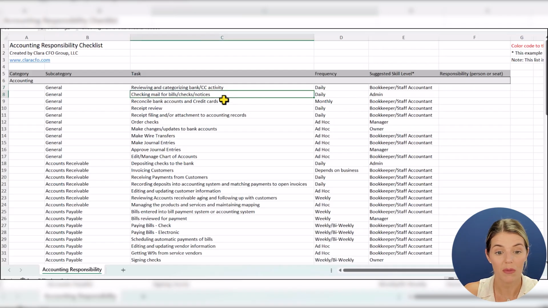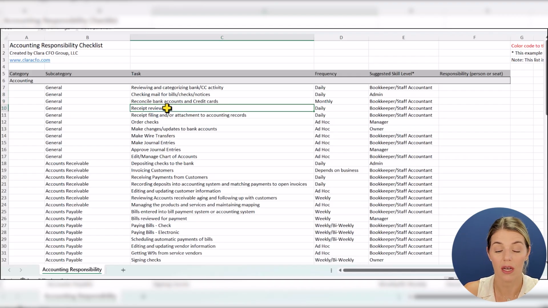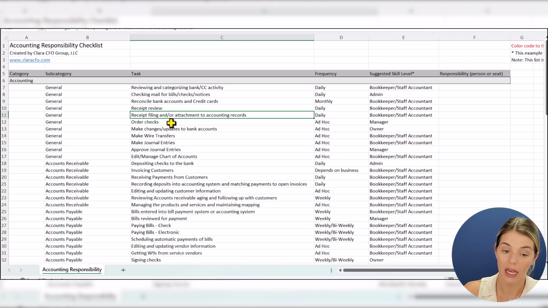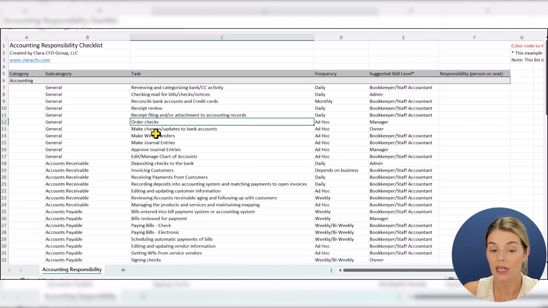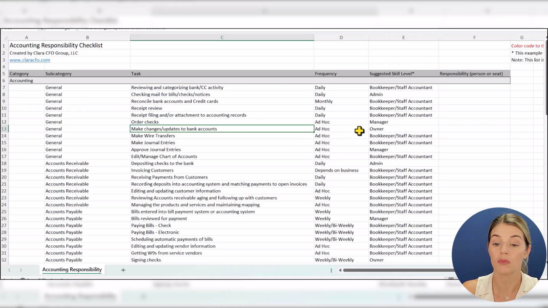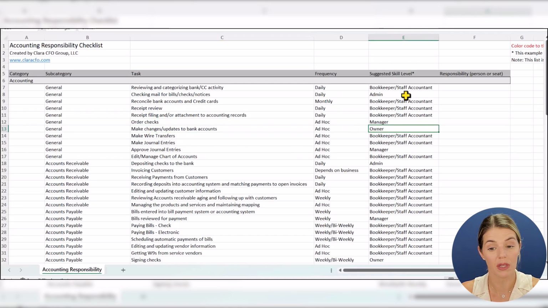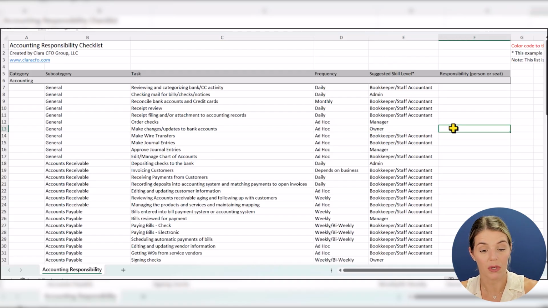Things like checking the mail for bills, checks, notices, and then we have reconciliation of bank accounts, receipt review, receipt filing and attaching to the accounting records, ordering checks, making changes to the bank account. Now, making changes to the bank account is probably going to be the business owner. So we put that there as suggested skill level, and then the responsibility would be the person in your organization. Making wire transfers, approving and making journal entries.